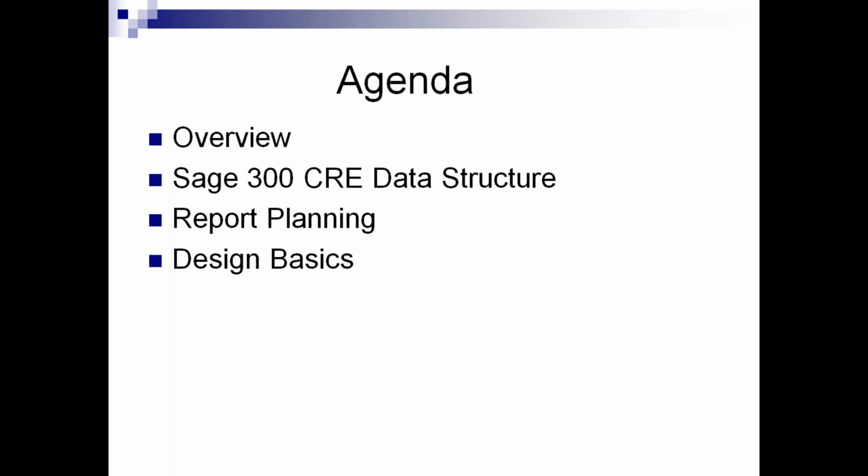Once we talk about that, we're actually going to plan an AP report in this class. Then we're going to jump into the software, and we're going to take a look at what I call design basics. We're going to look at the sections that make up the report, and we're going to look at some of the basic options that you may be using during the design of your report.